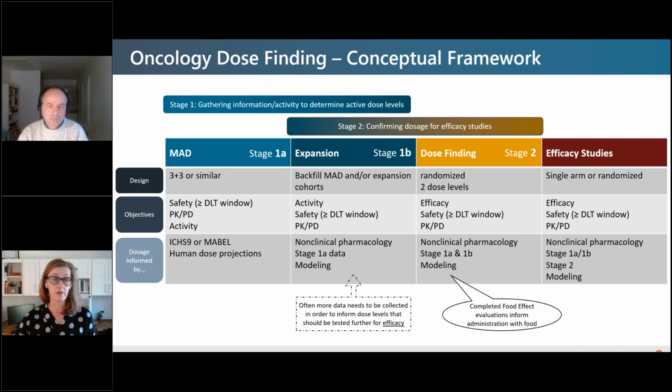This early data will then help, along with non-clinical pharmacology data, to determine an active dose range for further efficacy testing. Hard and fast rules on how we progress through stage 1 and 2 will be difficult to outline, but for sponsors, the ultimate goal we are trying to achieve is to capture broader data across the dose range before determining a dose for registrational efficacy studies. Next slide, please.